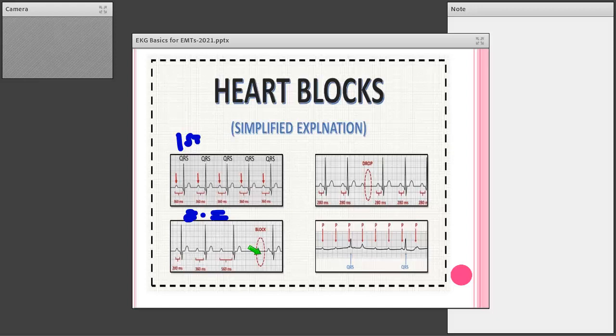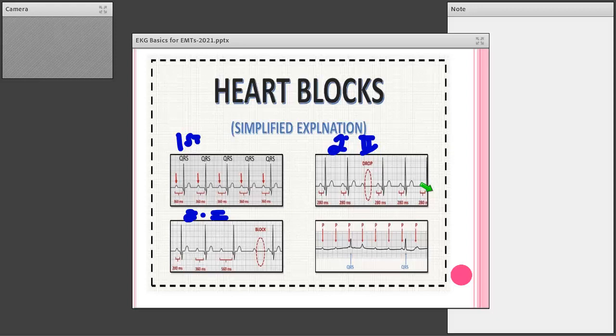This one, and we're getting more serious as we go, is a second degree type 2. So this one, the PR interval is the same. We drop a complex, and then it's the same, the same, the same. And these people are having probably more complaints of their heart skipping a beat, they're feeling a little short of breath, a little tired, things like that.